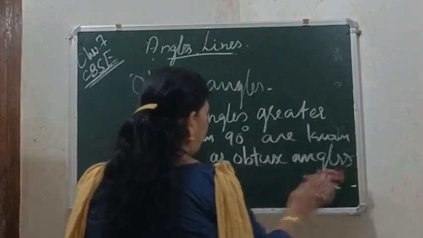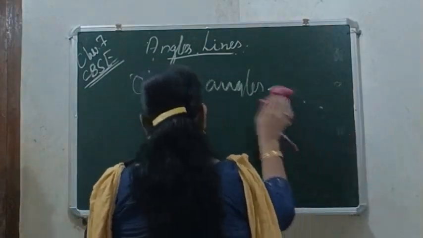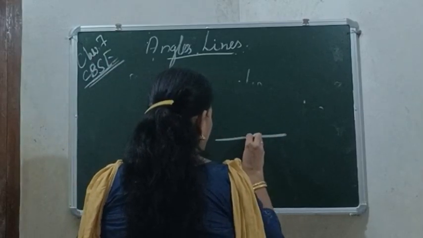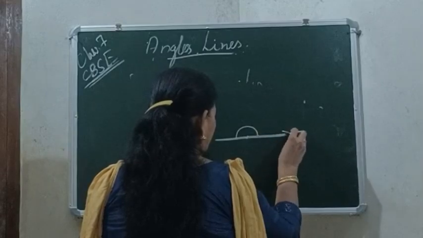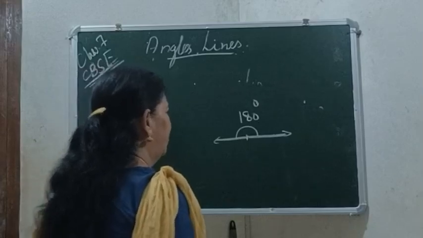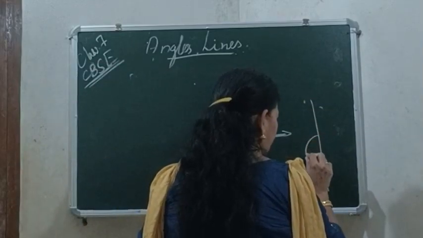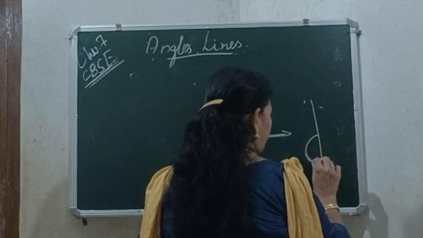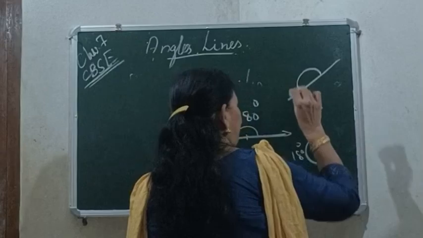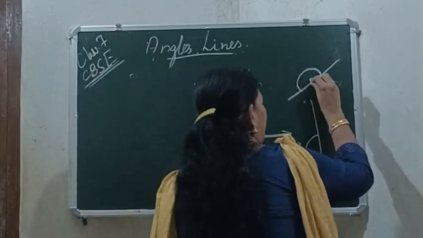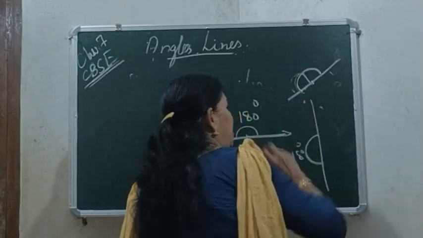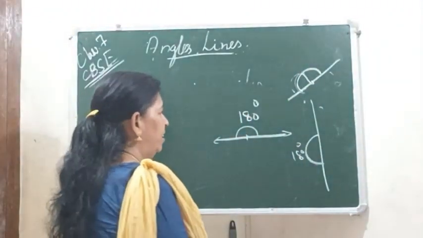Next, straight angles. This angle measure is known as a straight angle. This protractor measures 180 degrees. 0, 10, 20, and so on, here it comes to 90, and going on 90 more, total 180 degrees, a straight angle.